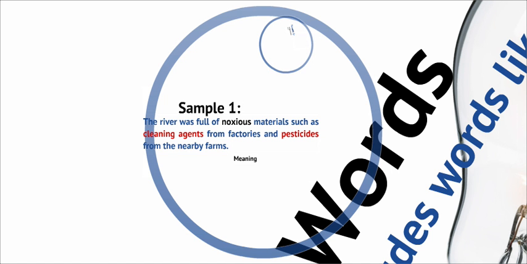Based on the context of the sentence, the meaning of the word is harmful to health or well-being. So if you had something similar, that it was dangerous or poisonous or bad for you, you interpreted the clues correctly, and the clues were the cleaning agents and the pesticides. So the river was full of dangerous or unhealthy materials such as cleaning agents from factories and pesticides from nearby farms. The next thing I want you to do is create your own sample.